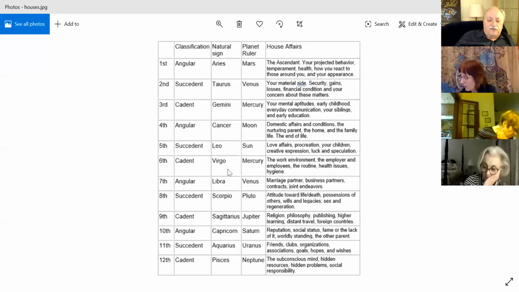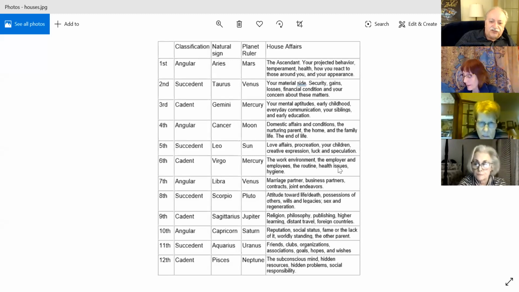Sixth house. You'll see Virgo. See the word Virgo? It's the natural sign. It's Virgo-like: the work environment, the employer, employees, the routines, health issues, hygiene. Very, very important. Transits through this house, you'll see things happen to your health. A lot of difficulty in this house. You'll see difficulties in the body in the natal chart.